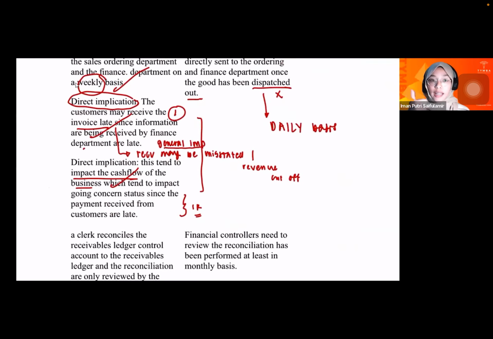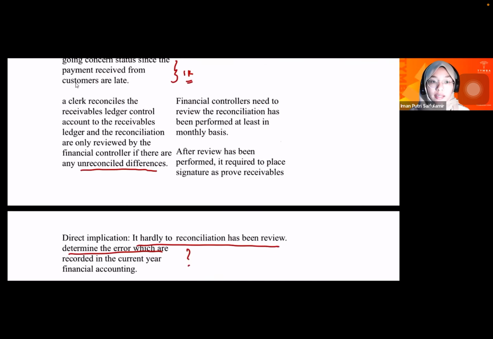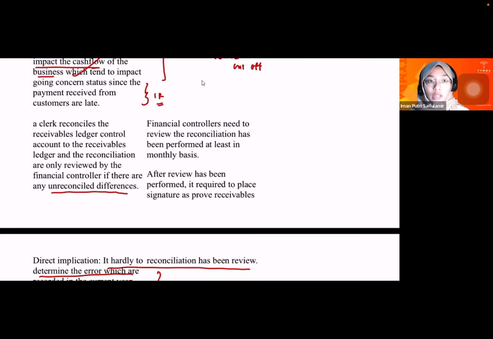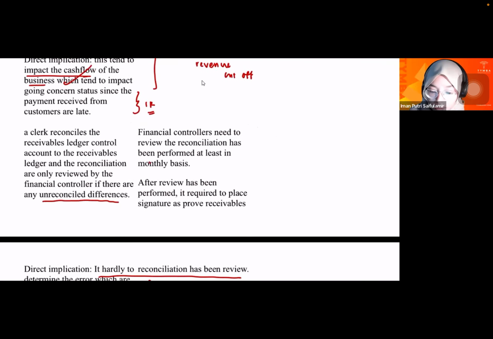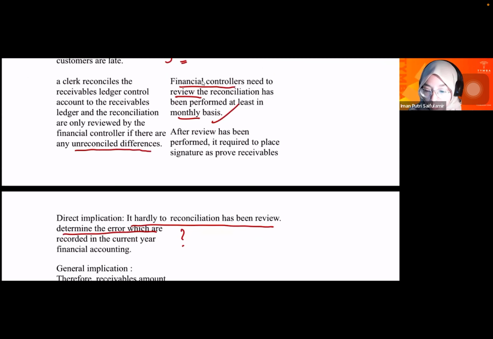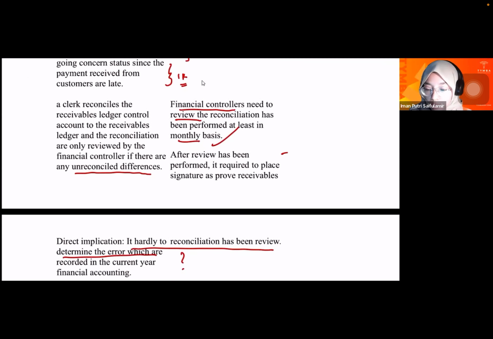Okay, Ain? So the next is basically, my financial controllers need to review the recon has been performed at least on a monthly basis. Okay, so you have covered the who, the what, the when. After review has been performed, it's required to place signature. Okay, I think you don't even need to write so long like this. You just say this should be evidenced by sign. Okay, that's all. Stop here.